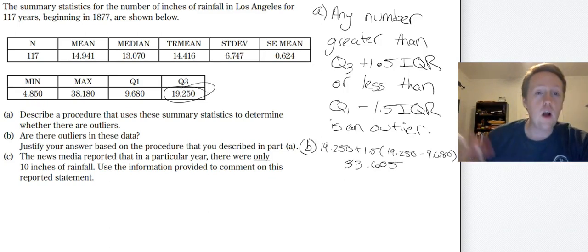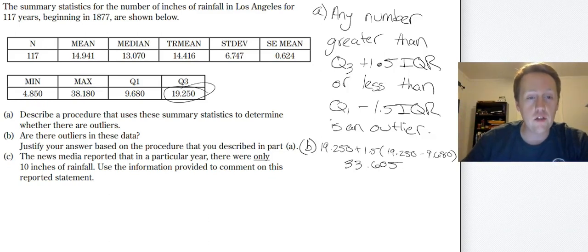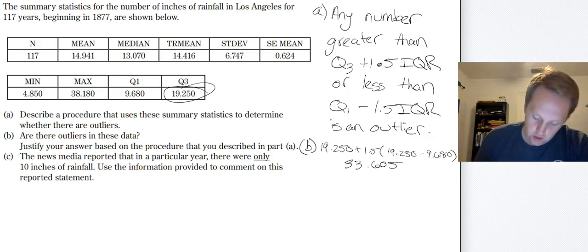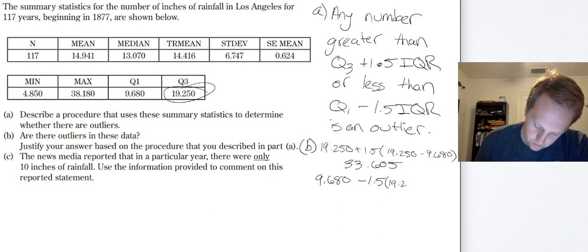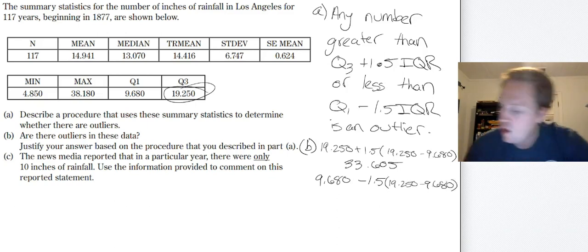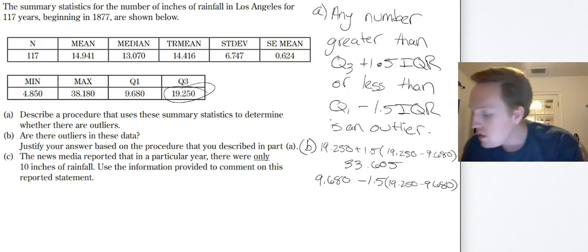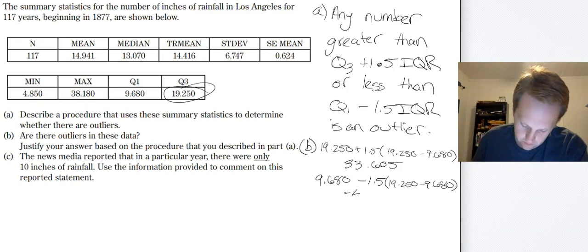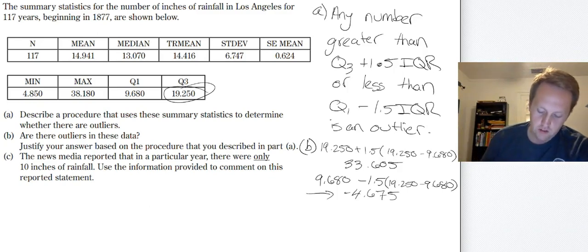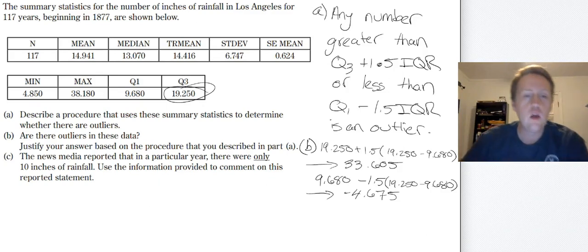Okay, so that's our upper bound. Any values greater than that would be considered an outlier. So let's go the other way. We're going to do 9.680 minus 1.5 IQR. And that turns out to be negative 4.675. So any number smaller than this one, any number bigger than this one.